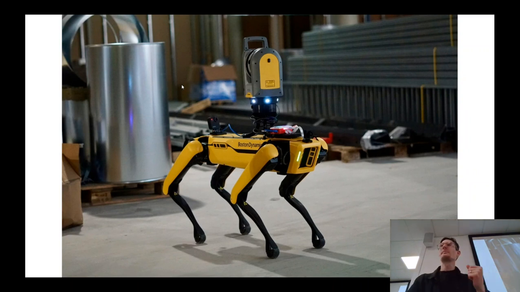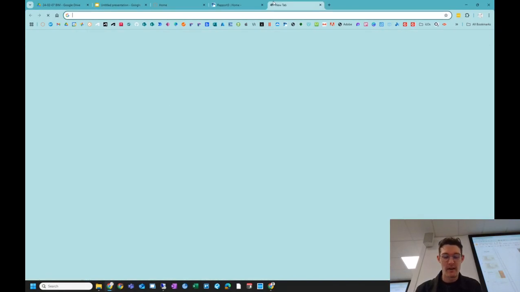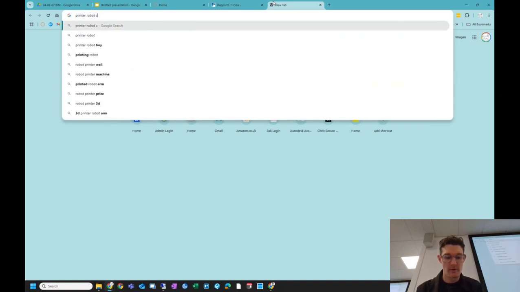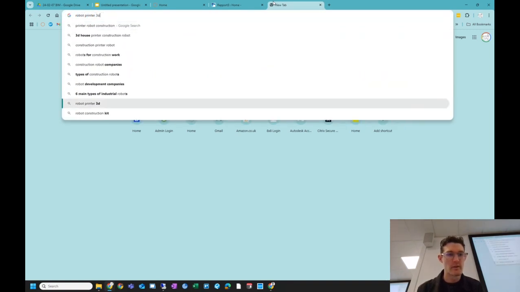This is the kind of thing that happens on building sites nowadays. I'm pretty sure there will have been some kind of robotics, maybe not a Boston Dynamics, but I know that we were using printer robots. They're little, I'm going to find a little picture of one. I think it is printer robot construction.